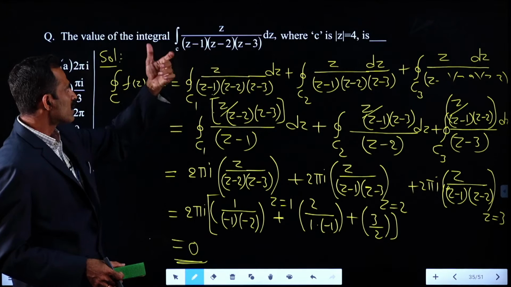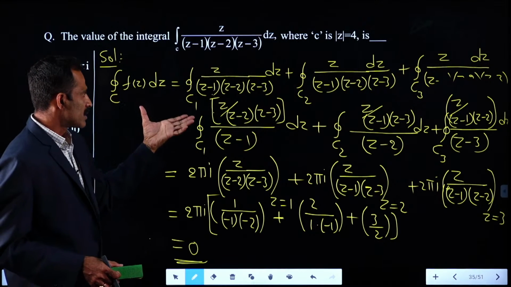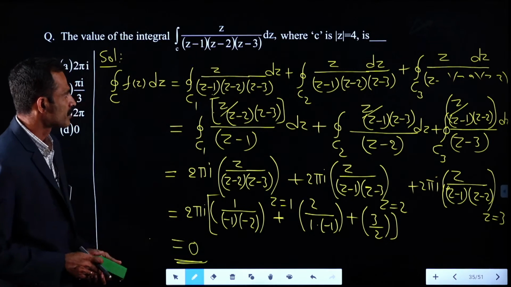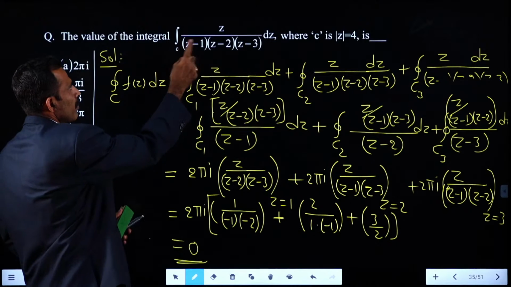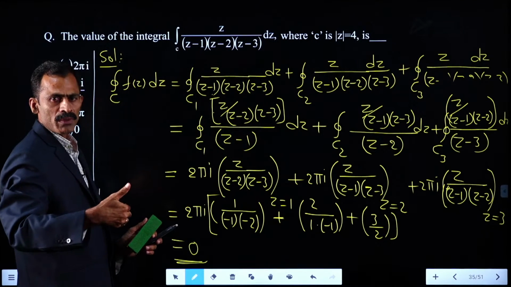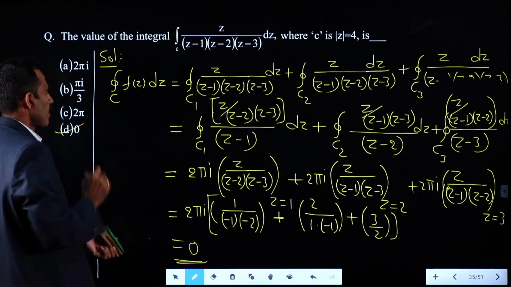So when more than one singular point lies inside the region, we try to do the problem by this simple method, without any partial fractions. We can do the problem like this. Depending on the number of singular points, we write the sum of the integrals, and then we apply Cauchy's integral formula directly like this. This is the simple method. So the answer is 0.